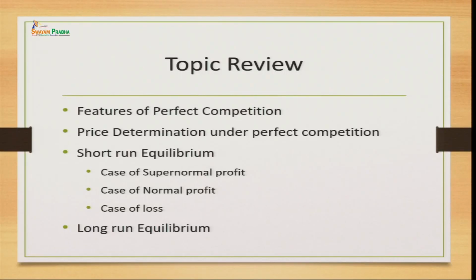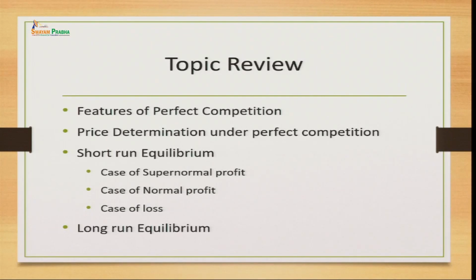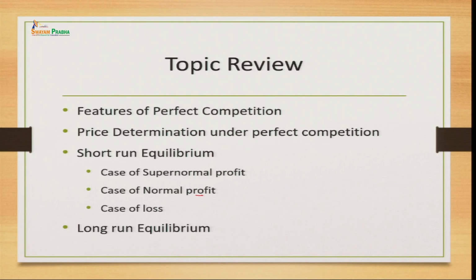So, if we review our topic for today's session, we have talked about the features of the perfect competitive market, how we understood this market and what conditions need to be understood. Then we have seen how prices are determined: with the interaction of demand and supply we determine the prices, and whenever there is a change in demand and supply, the change in price will take place. And then we have understood short run equilibrium. Short run equilibrium represents the cases of supernormal profit, normal profit and losses, whereas we have also understood the condition of long run equilibrium, where we have only studied the case of normal profit, as the firms working in the long run will only earn normal profit.